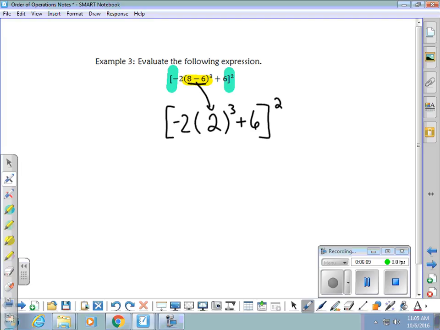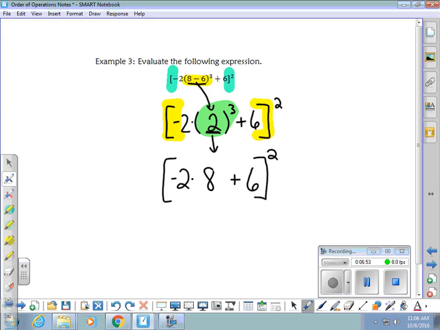I still have grouping symbols, so I need to go inside these grouping symbols and do the most powerful order of operation. I have multiplication, I have an exponent, and I have addition. I'm going to do my exponent next. So I'm going to do 2 to the 3rd power. Notice it's only this 2 raised to the 3rd power. Everything else comes straight down. So 2 to the 3rd power is 8.